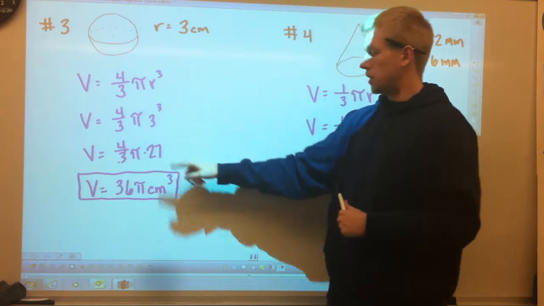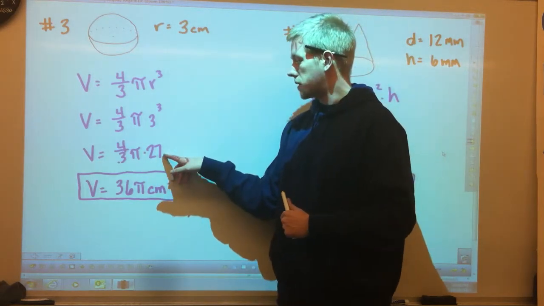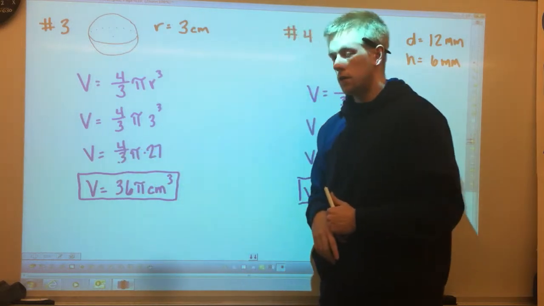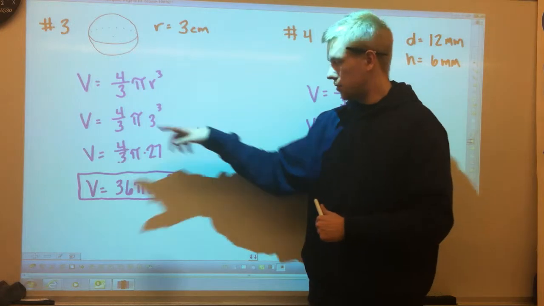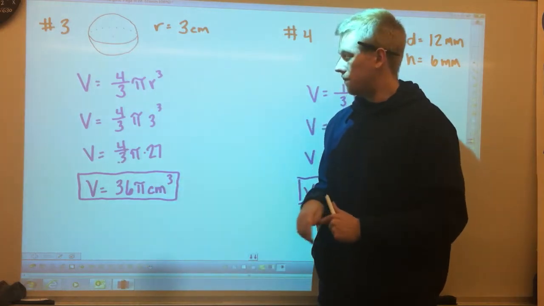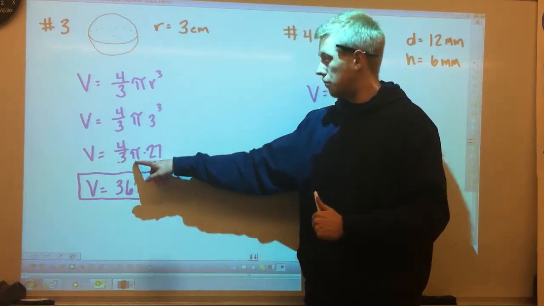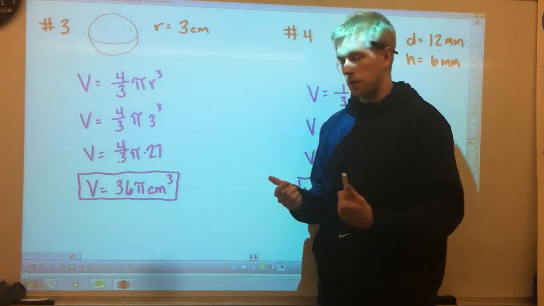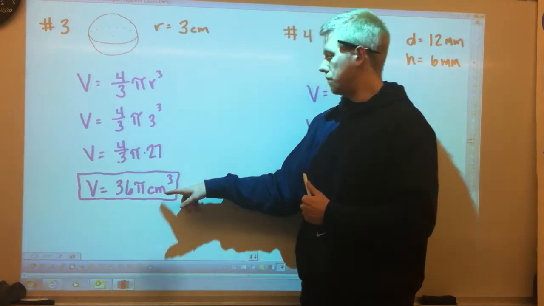3 cubed is 27. 3 times 3 times 3 is 27. Then I just multiply 27 times 4/3. Get the common denominator here, and just multiply across. Once you do that, you're going to end up with 36 pi. Again, I didn't multiply this pi because I don't have a calculator. I just plug it in on the end, and that will be okay.